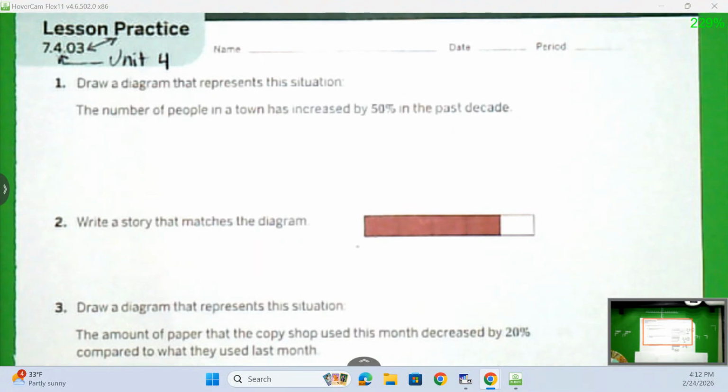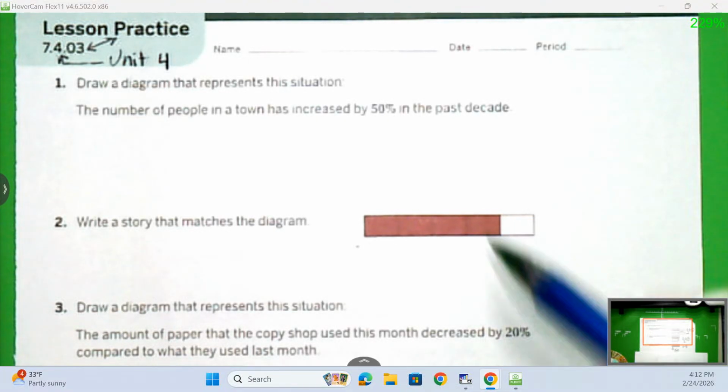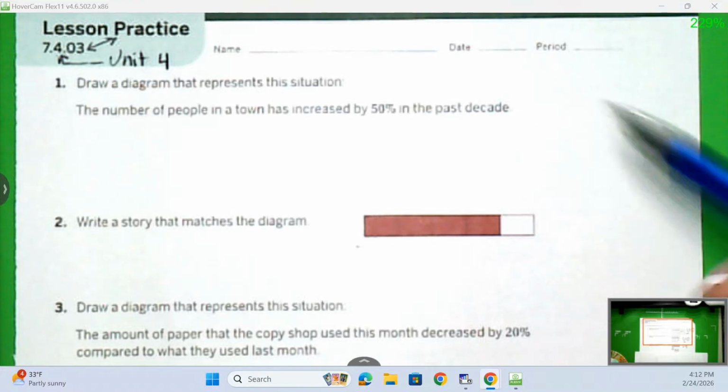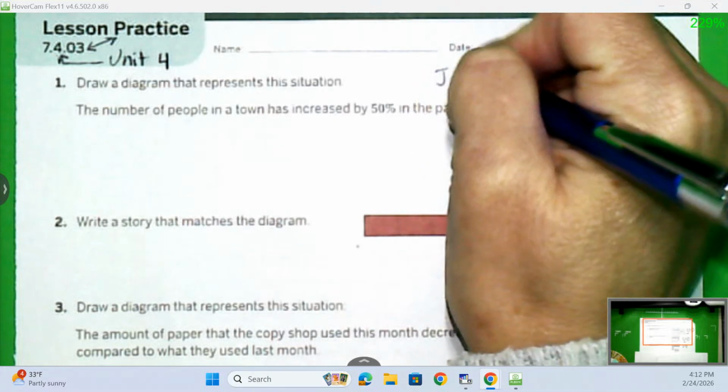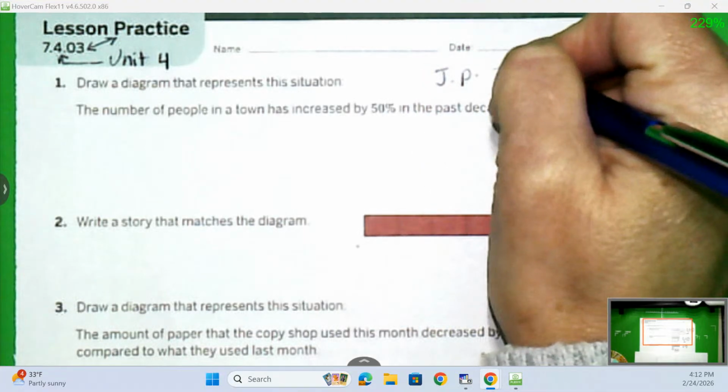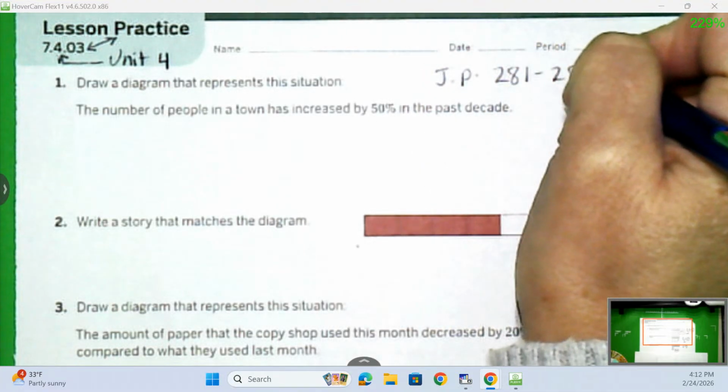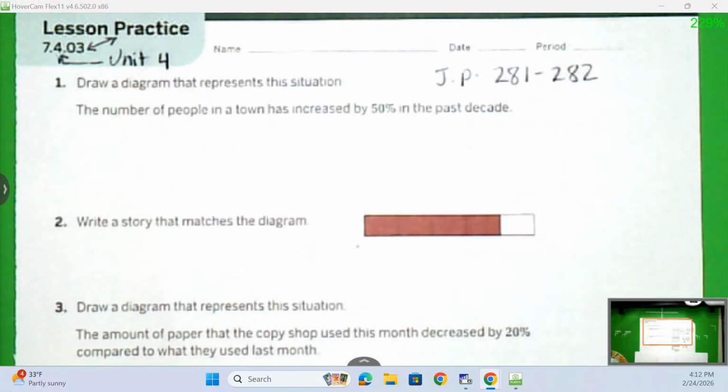Okay, this is lesson practice 3 in unit 4. Once we are done with these journal pages, you're going to be entering your answers in the Amplify Desmos app. So this is, again, journal pages 281 and 282. So if you want to write your notes out in your journal before you go to the app, you are welcome to do that as well.